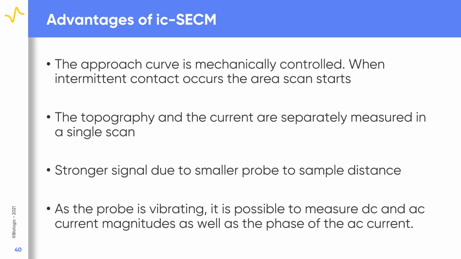Finally, the mechanical vibration of the probe allows for further data to be measured than in constant height SECM. The probe vibration causes an AC current to form, which is measured along with its phase, giving further information about the conductive nature of the sample. How is ic-SECM implemented on the M470?